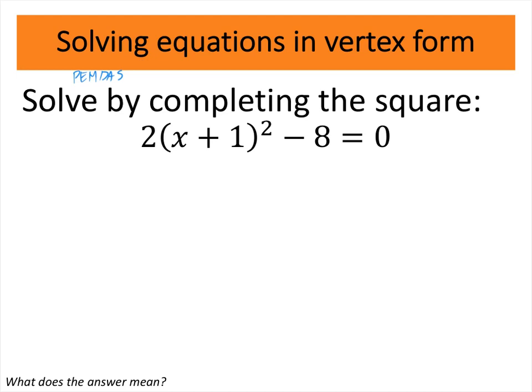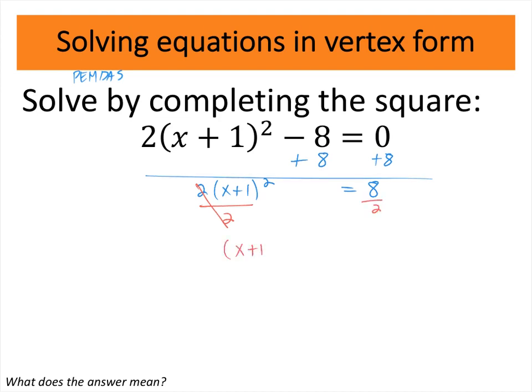So in order to do that, I have a subtraction sign. So I'm going to undo the subtraction. So I'm going to add 8 to both sides. And now we've got 2 times x plus 1 quantity squared equals 8. And then I move backwards, so there's no more addition and subtraction to undo, so I have to undo the multiplication and division. I'm going to divide both sides by 2. Divide by 2, those cancel out. So I get x plus 1 quantity squared equals 8 divided by 2 is 4.